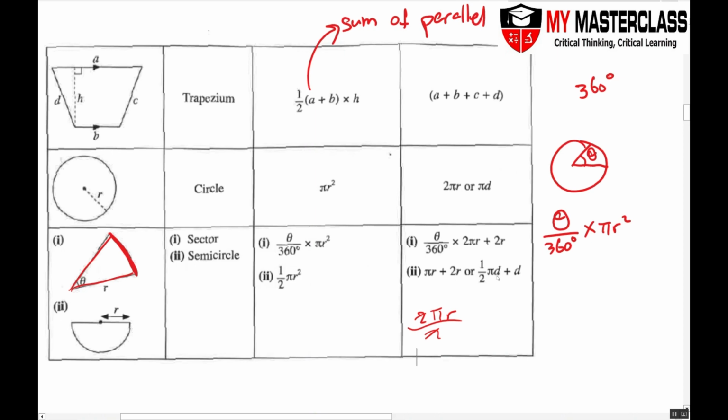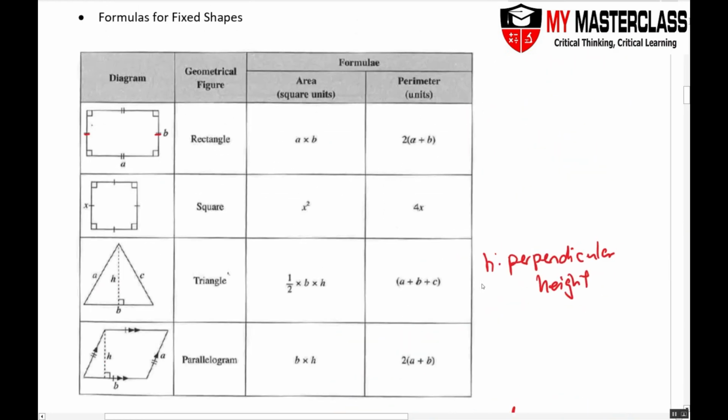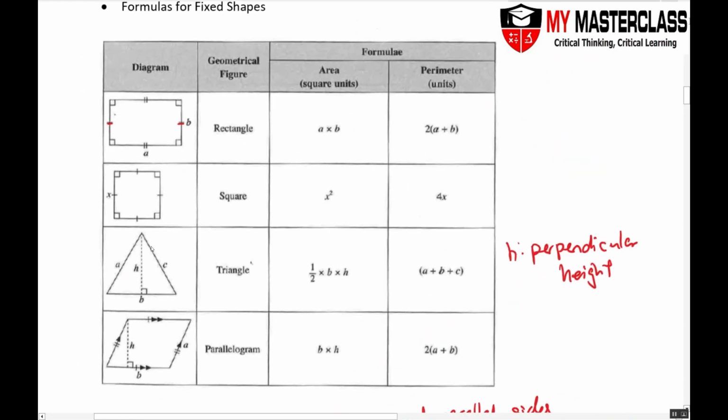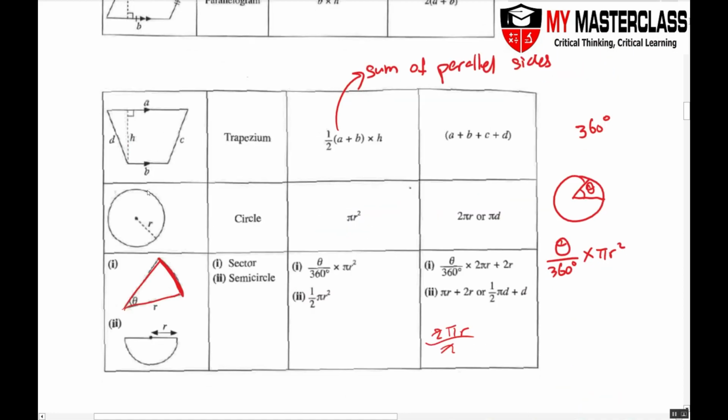Same thing, there are two ways of expression, in terms of radius or in terms of diameter, based on what the question gives you. So these are all of the formulas for area and perimeter that you need to know. These are 8 diagrams in total.